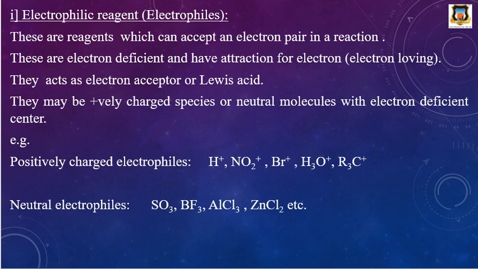Some examples of electrophilic reagents: the positively charged electrophiles and neutral electrophiles. Here all species have positive charge, that is they are electron deficient: H plus, NO2 plus, Br plus, H3O plus, carbocation, that is R3C plus. Some electrophiles are neutral in nature, but their atoms are electron deficient. Sulfur trioxide, boron trifluoride, aluminum trichloride, zinc dichloride are all neutral electrophiles. They have electrophilic centers, that is sulfur, boron, aluminum, zinc.